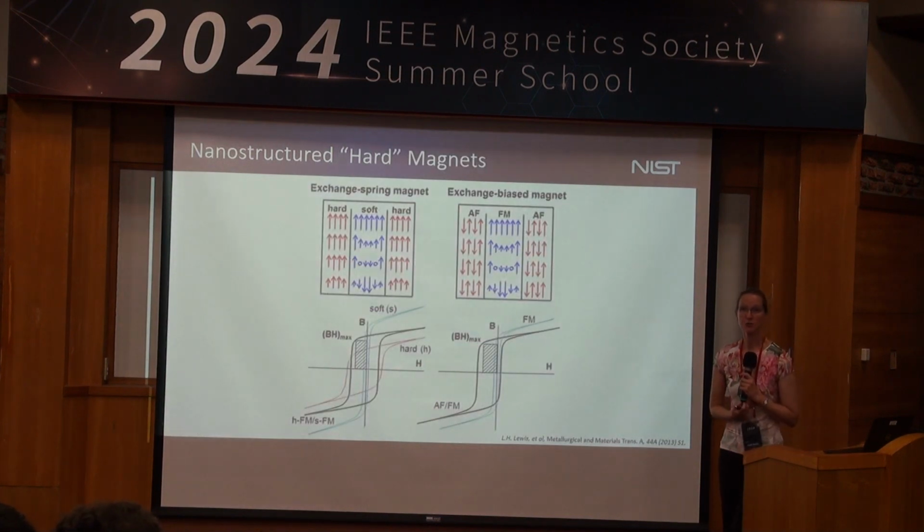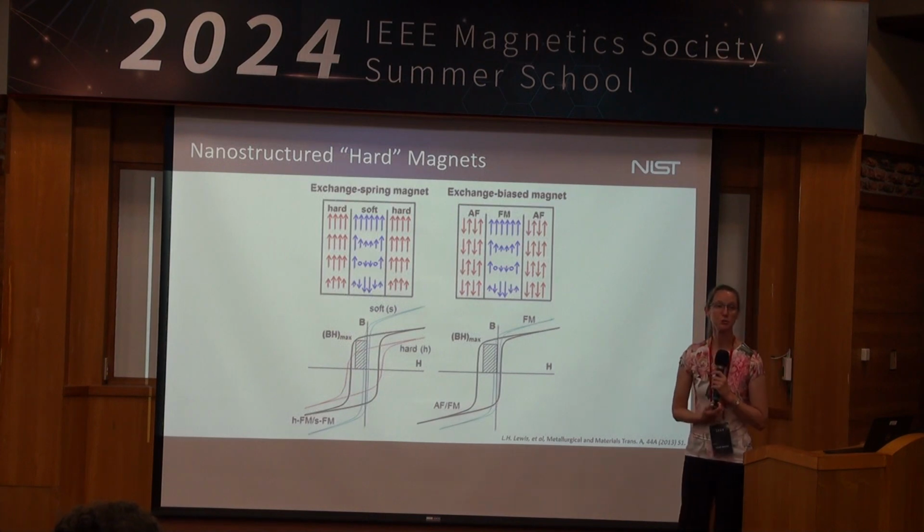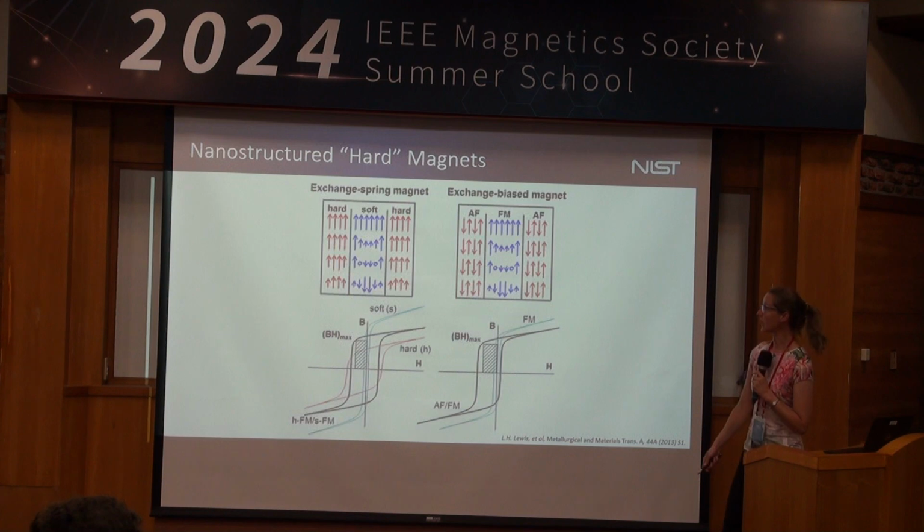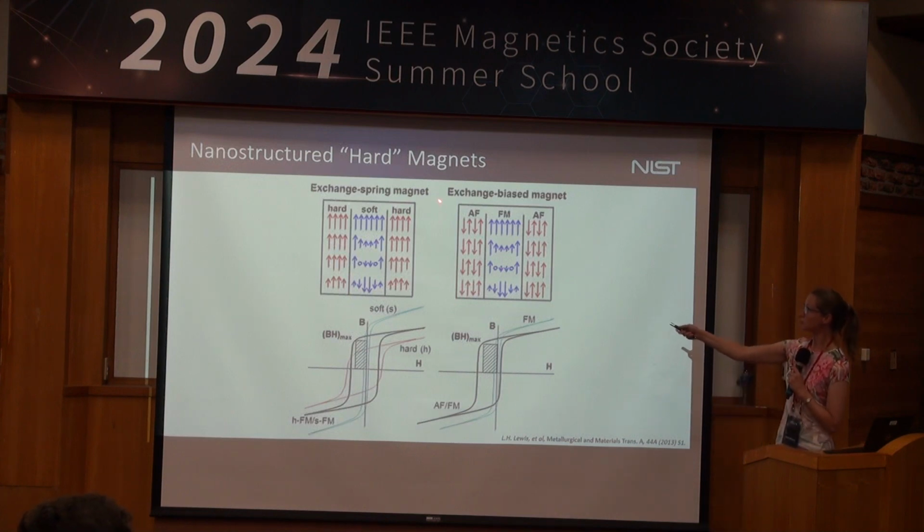Another way of doing nanostructuring is to do multilayers. This is often done with nanoparticles, doing core-shell or some sort of granular matrix. But there's two basic classes. There's what's called exchange spring magnets, where you have a hard layer, a soft layer, and another hard layer. And then exchange bias magnets, where you have an antiferromagnet, a ferromagnet, and an antiferromagnet.